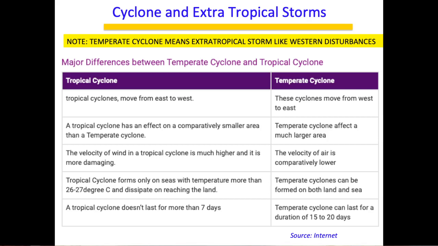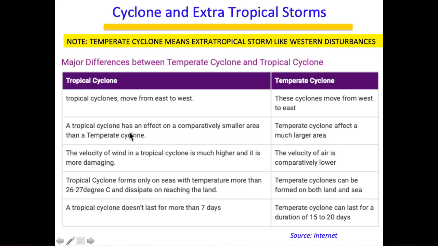Alright, so before I wrap up, a very important difference between a cyclone and an extratropical storm. Tropical cyclones form near the equator and they move from east to west, whereas the temperate or extratropical cyclones are also known as extratropical storms, like western disturbances or polar vortex. They move from west to east always, and they don't have to form near the equator. They can even form near the poles or near the mid latitude or even near the subtropics.